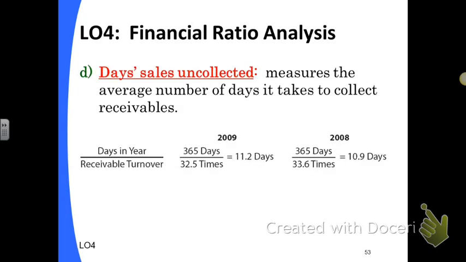And again, this relates to our days of accounts that we have left our accounts uncollected. It measures the average days it takes us to collect our accounts receivable, and again, it took us slightly more days to collect our receivables in 2008 compared to 2009. We could see that in this particular formula, our days in the year are the numerator, and the denominator is our receivable turnover.